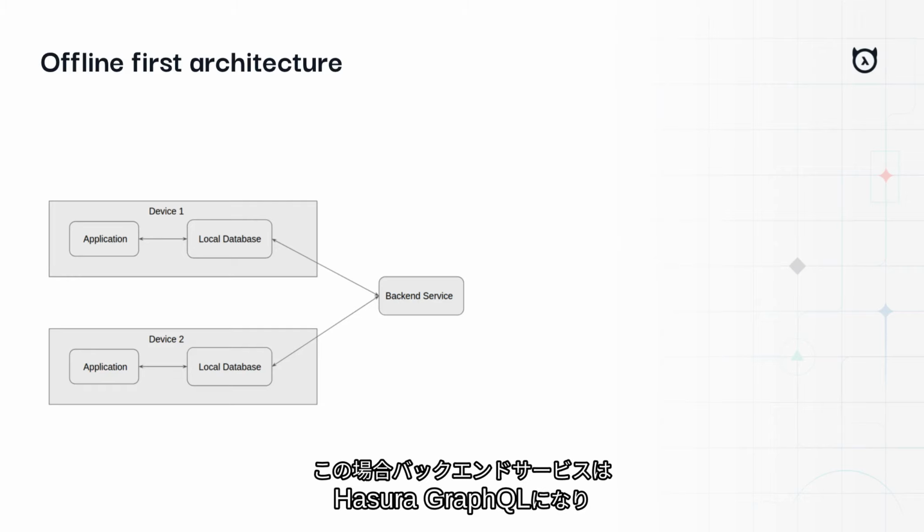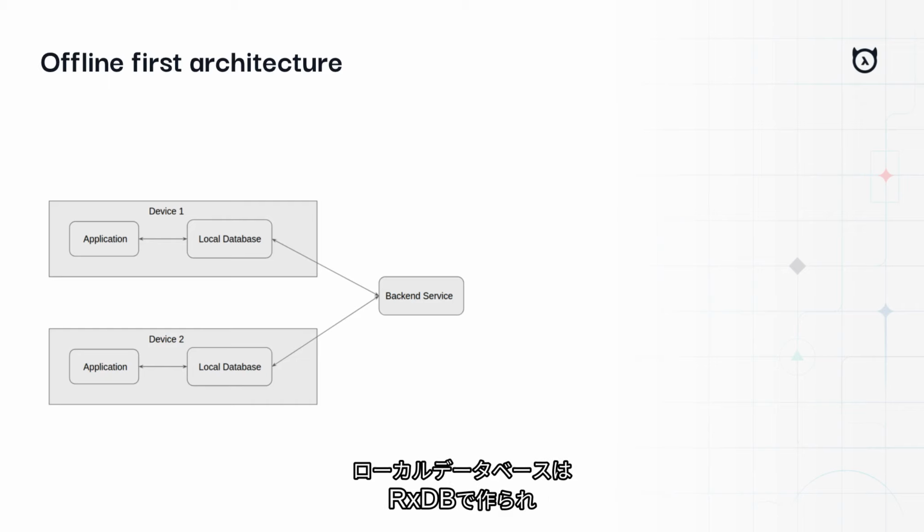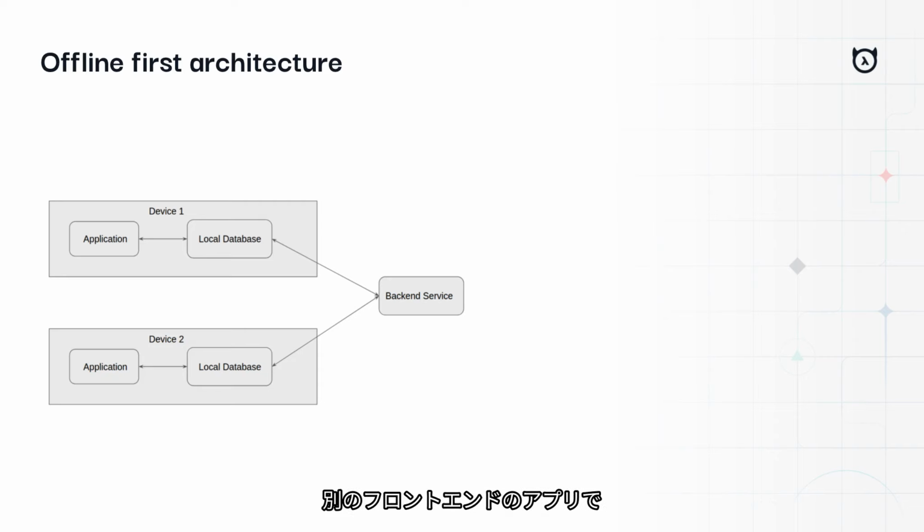And in this case, the backend service would be Hasura GraphQL, and the local database will be created by RxDB, and it will be a NoSQL DB store, and the application is a React app, and we can technically replace it with any front-end app. But this is how the stack architecture is going to look for this demo.